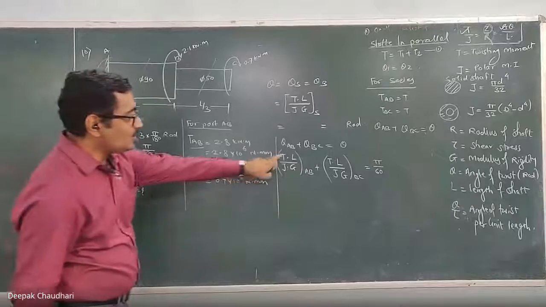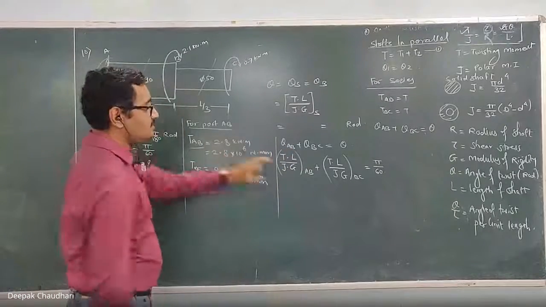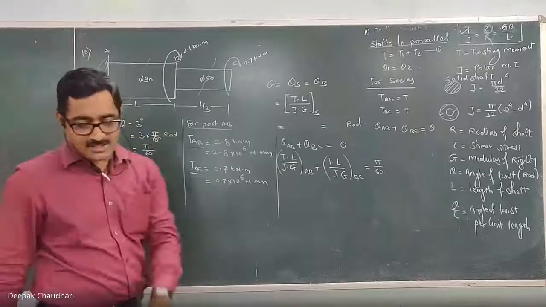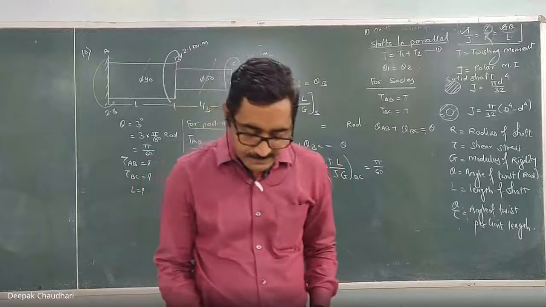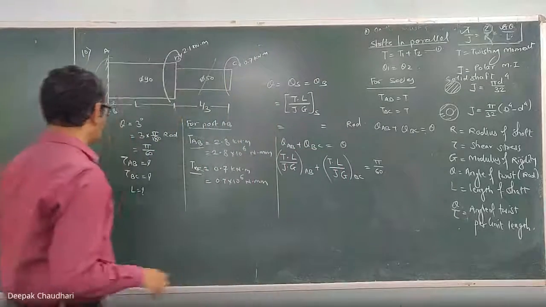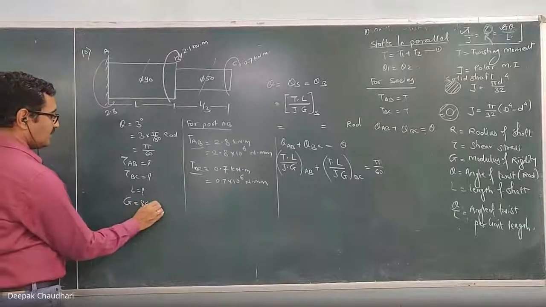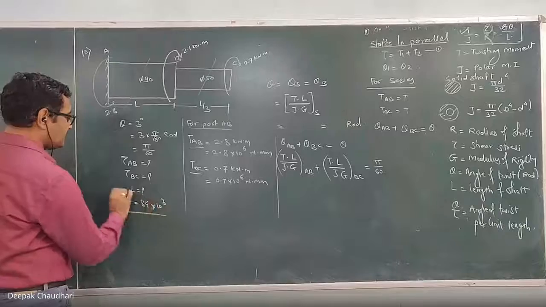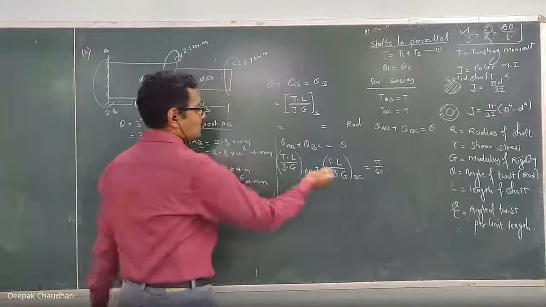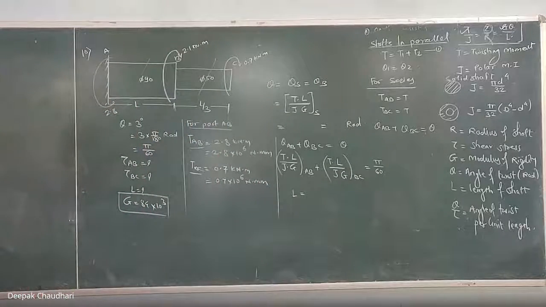Now you know the torque in the part AB, the length of the part AB is L, J you can write down because its diameter is given, and G is also given. How much is that G? G is 84 into 10 raised to 3. Both parts are made of the same material, so G remains the same. Substitute all the values, there is only one unknown, and that is L. You will get this L, the length of the shaft.